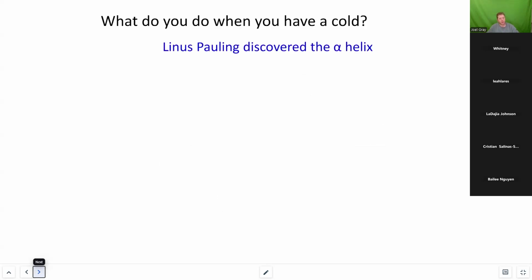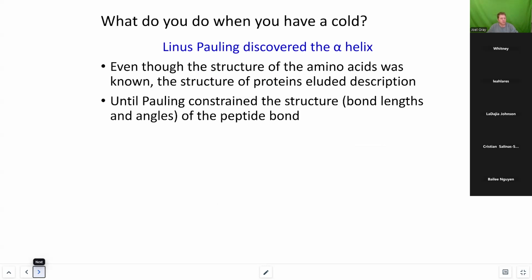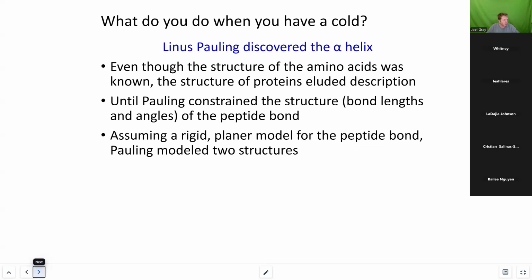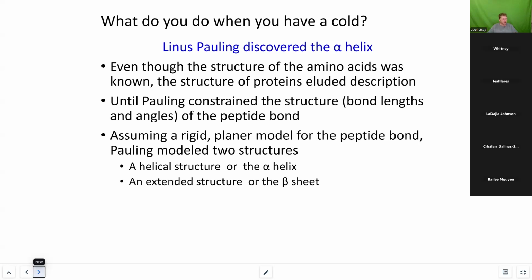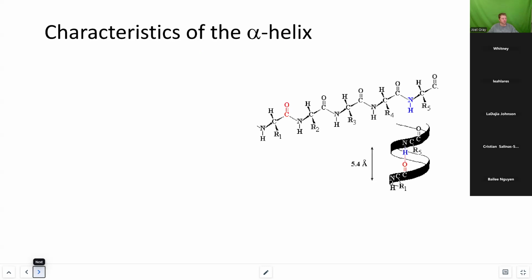Now, Linus Pauling is credited with discovering the alpha helix, and even though the structures of amino acids were known, the structure of proteins eluded any sort of description. Pauling constrained the structure of the peptide bond. And so they went with this idea that it was a planar, rigid molecule and basically applied that with this idea of an alpha helix as the helical structure and an extended or beta sheet structure.